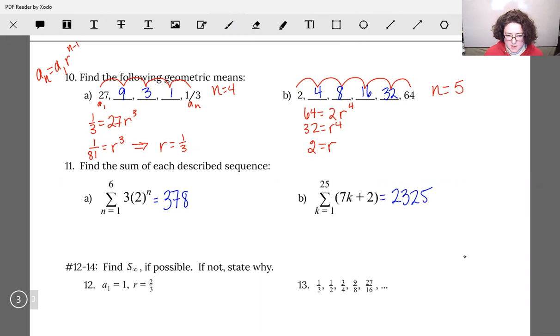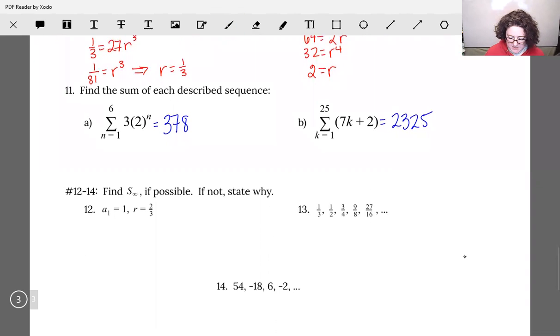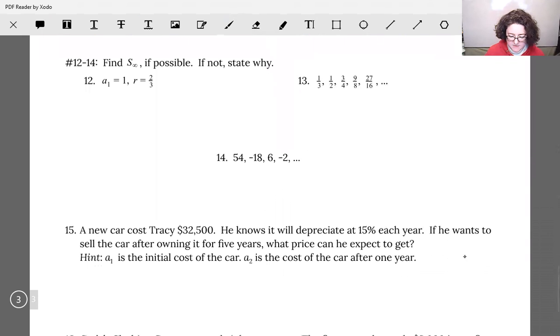Alrighty, so numbers 12 through 14, we're going to find S sub infinity if possible, and if not, state why. So again, S sub infinity means as we keep going, our terms get smaller and smaller, but what r value would prevent that from happening? Anything that has an absolute value of greater than 1. So we have to look at only fractions. So that means we can do this with number 12. That'll work okay. How about number 13?